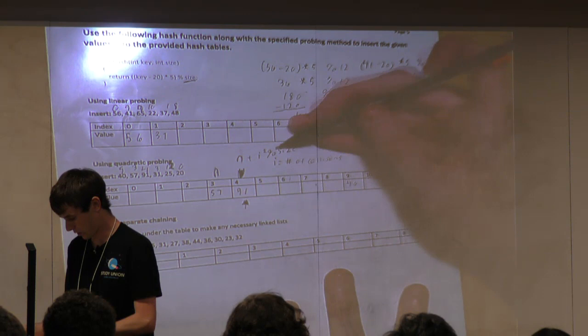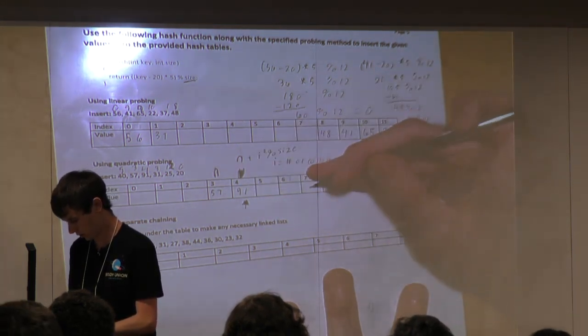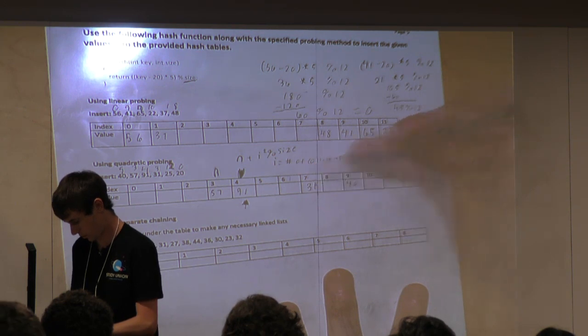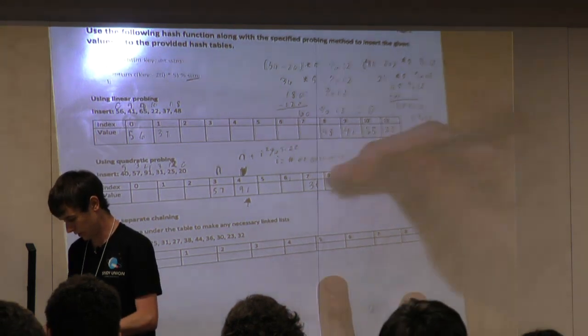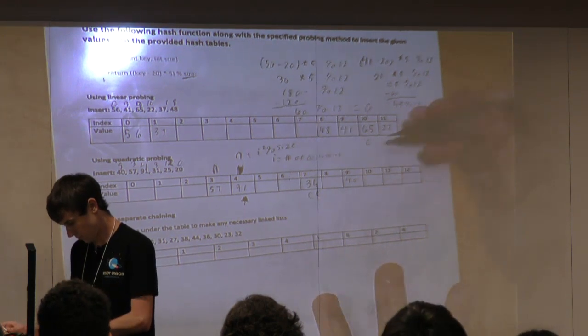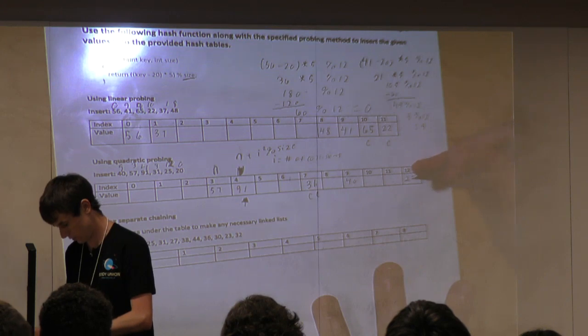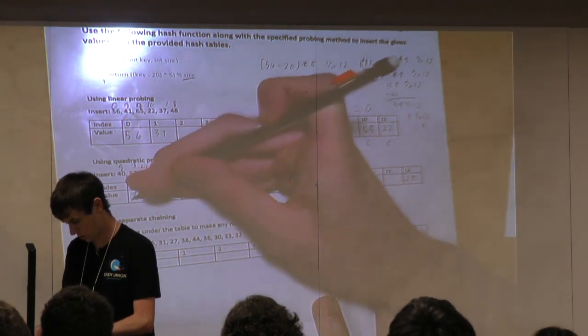So in this case, if we're going 4 positions from where we started, 3 plus 4 is 7, so we're going to insert our 31 right there. So we had 2 collisions here. Inserting our other 2, they look like they're going to come out fine, so we'll insert 25, and then we're going to insert our 20.